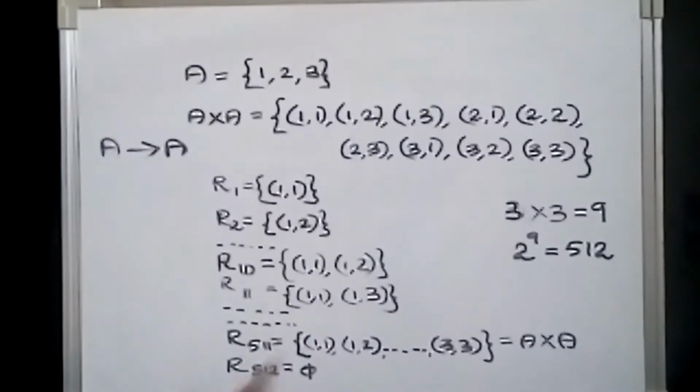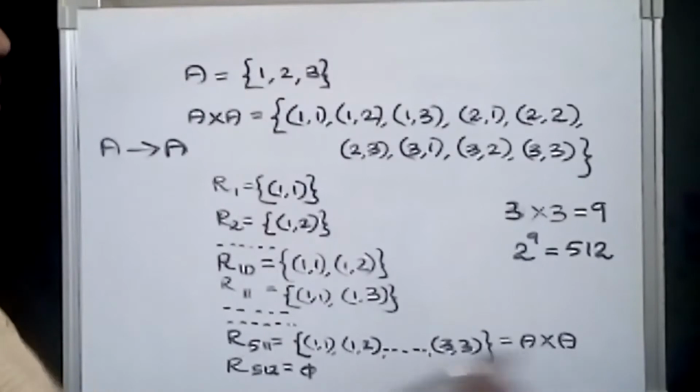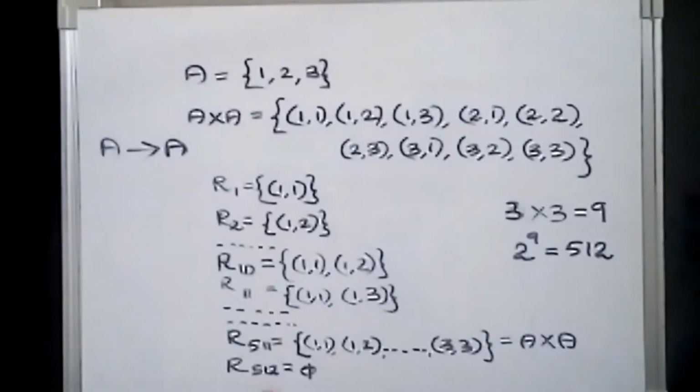We know that the null set is a subset of every set. Therefore, the null set is a subset of A cross A too. Here, A cross A is the longest relation, and we call it the universal relation. A cross A is called the universal relation, and phi is called the empty relation. Then we have to know what a universal relation is and what an empty relation is.